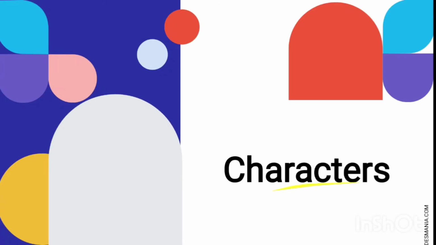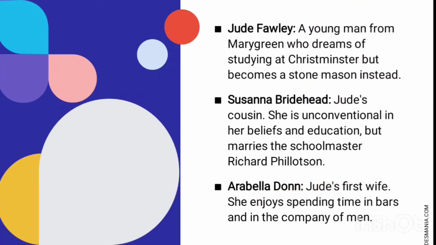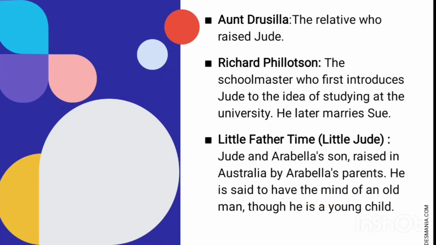So the characters of this story include Jude Fawley, a young man from Marygreen who dreams of studying at Christminster but becomes a stonemason instead. Susanna Bridehead, Sue, Jude's cousin. She is unconventional in her beliefs and education but marries the schoolmaster Richard Phillotson. Arabella Donn, Jude's first wife. She enjoys spending time in bars and in the company of men.